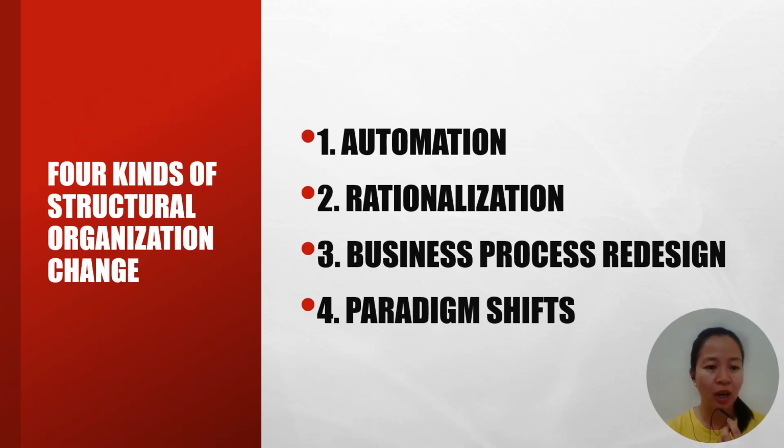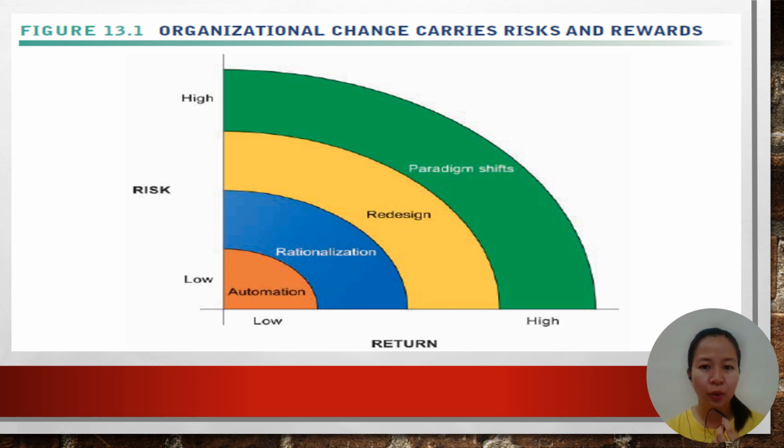There are four kinds of structural organizational change: automation, rationalization, business process redesign, and paradigm shifts. Each structural organizational change carries different risks and rewards. So, automation's risk is low, but its return is low. Rationalization has a higher risk than automation, and its return is also higher than automation. The risk for redesign is higher, and paradigm shifts is also high.